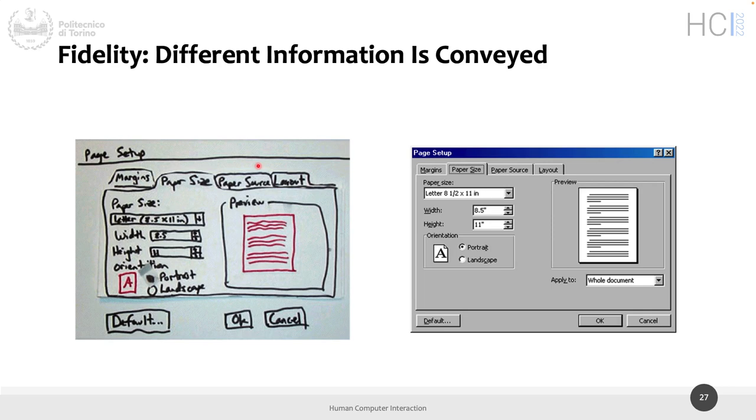Fidelity, we have already seen that partially. This is another example of fidelity. So this one, which level of fidelity does it have? Low fidelity. This one? Yeah, this one could also be the final product, actually, not necessarily high.